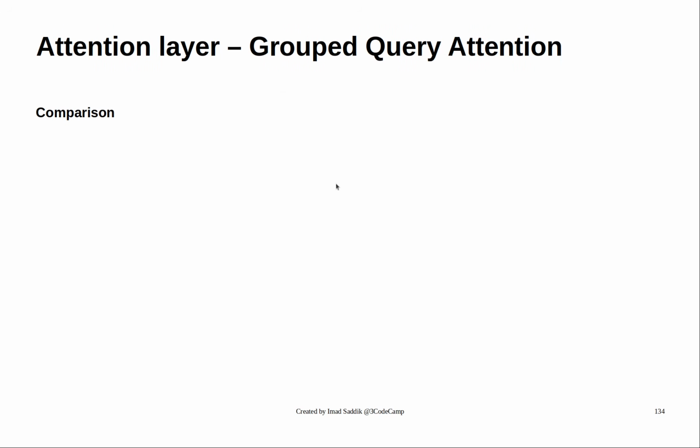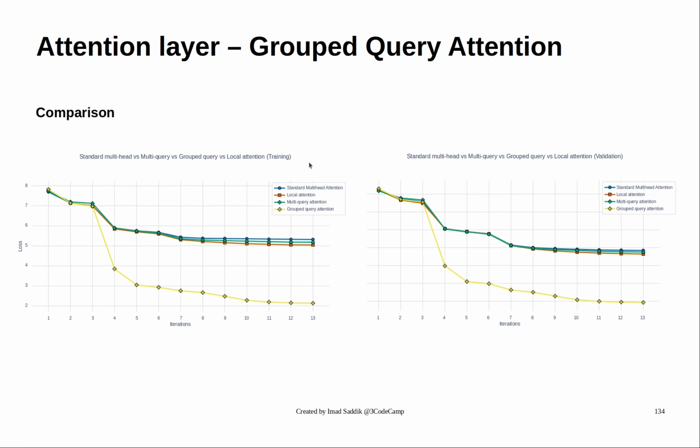Are you ready to see the comparison? Here you go. The model under grouped query attention has destroyed the previous methods. Look at the gap between the loss curves. It's huge. This method performed really well on both training and validation.